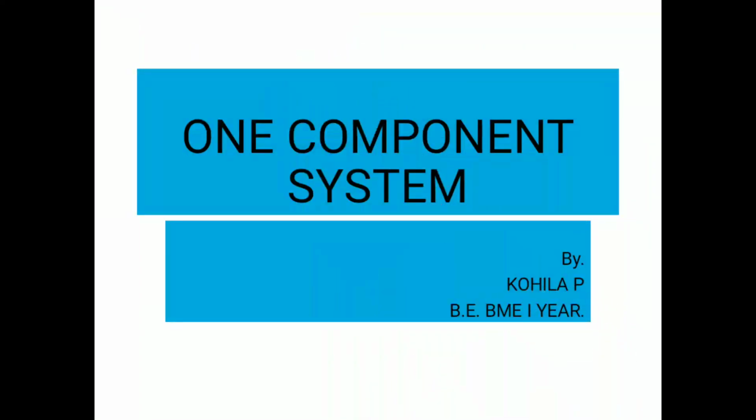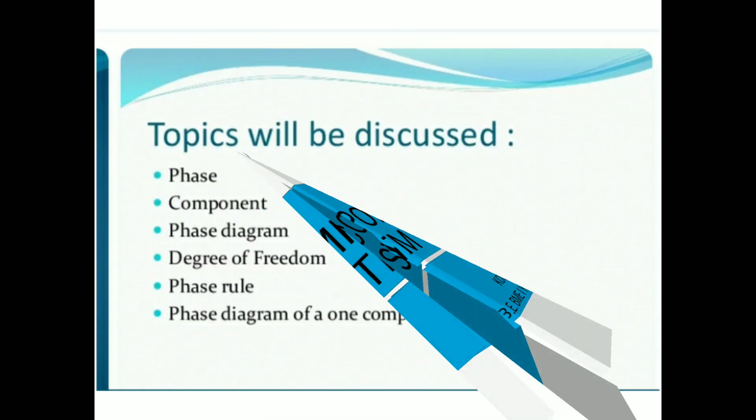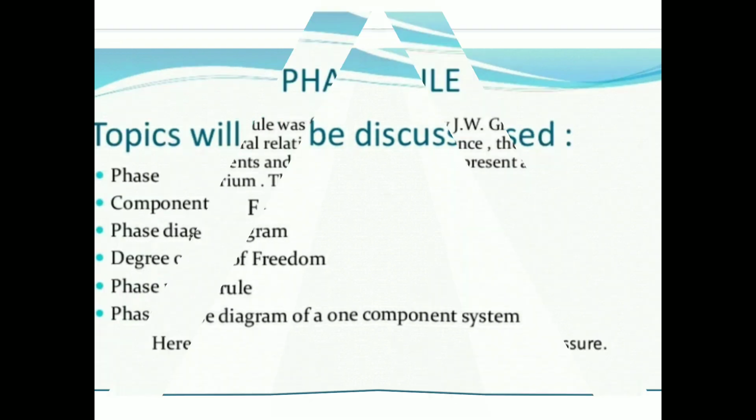We see about one component system. This presentation was submitted by Kohila from BE first year. We discuss the important points such as phase, component, phase diagram, degree of freedom, phase rule, and phase diagram of one component system. First, what is phase?